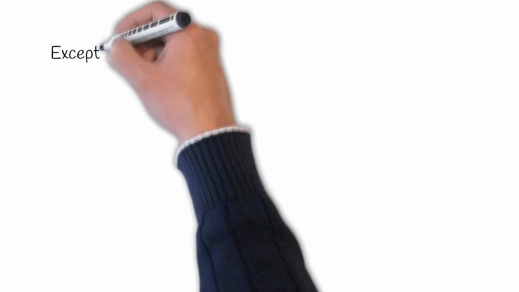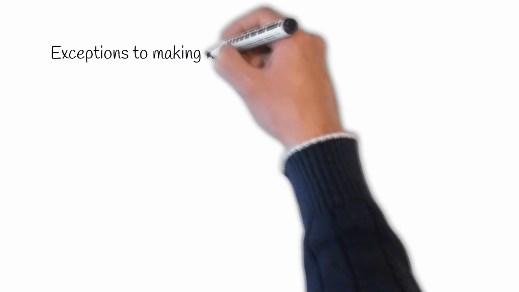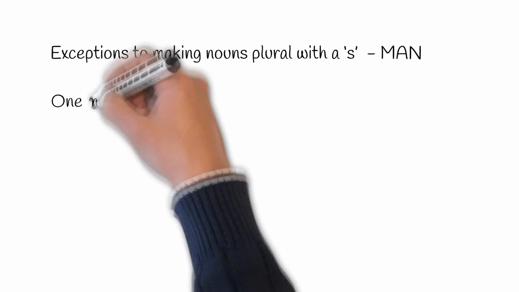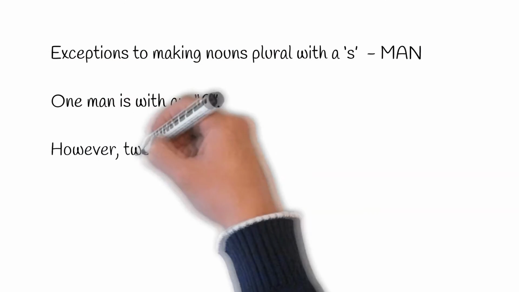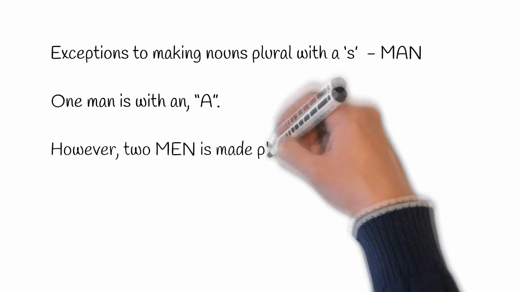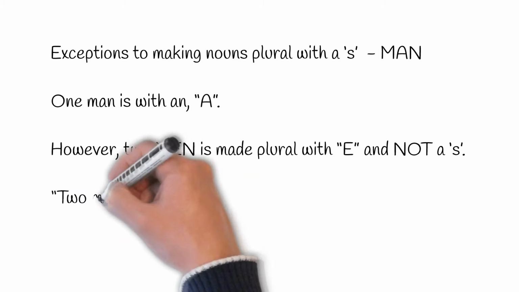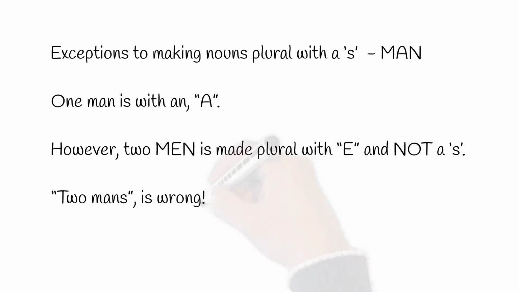The first exception to making nouns plural with an s is man. One man is spelt with an a. However, two or more males are called men. As you can see, men is made plural with an e and not an s. Hence, adding s at the end of man to make two mans is wrong.